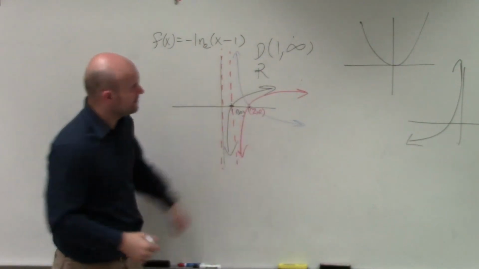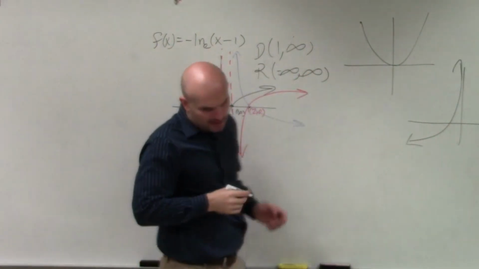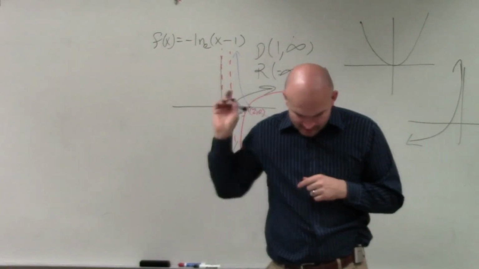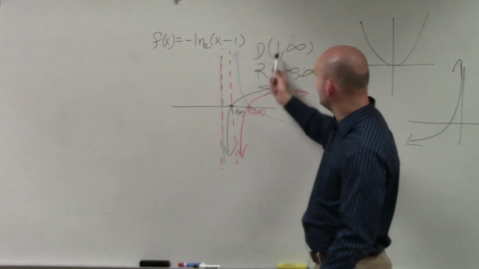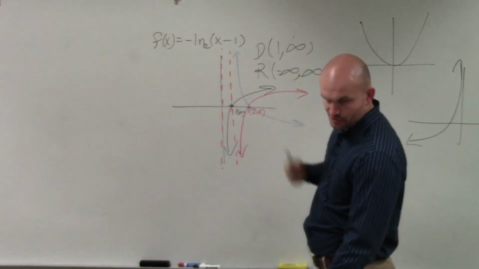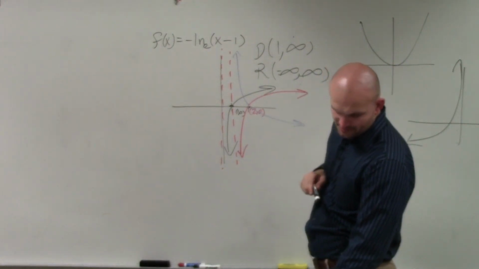The range, how low does this graph go? Negative infinity. How high does it go? Positive infinity. Next thing is continuity. That is continuous on all reals. Increasing or decreasing. From 1 to infinity, the graph is decreasing. So you could just say from the interval 1 to infinity, it's decreasing.